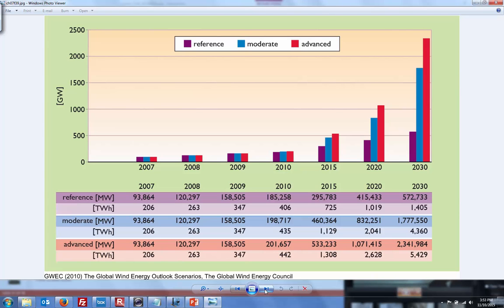Okay, now 7.5 on page 346, wind energy capacity to meet the European Commission's SET plan.